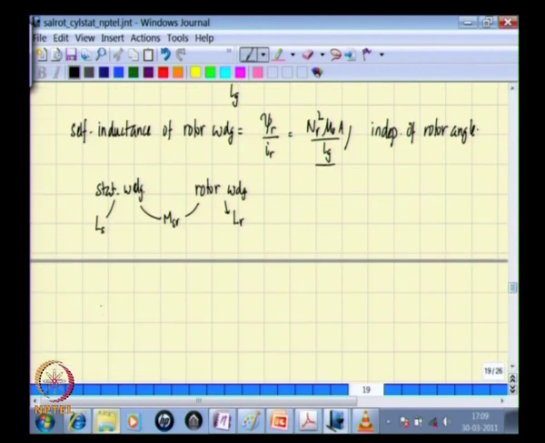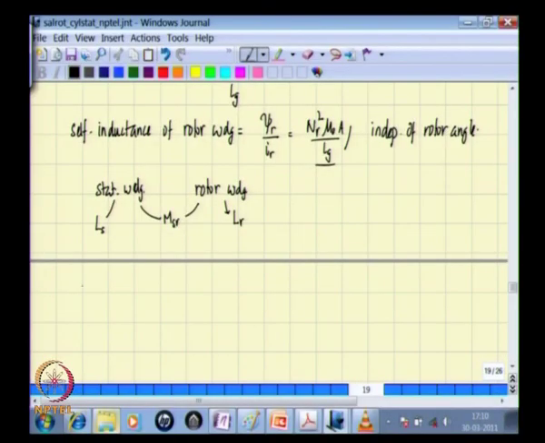Now, determining this inductance of the stator winding is not very simple. The reason is, in the case of self inductance of the rotor winding, we found that irrespective of the angle of the rotor, the flux generated is always the same, independent of rotor angle. Therefore, it is easy to determine.